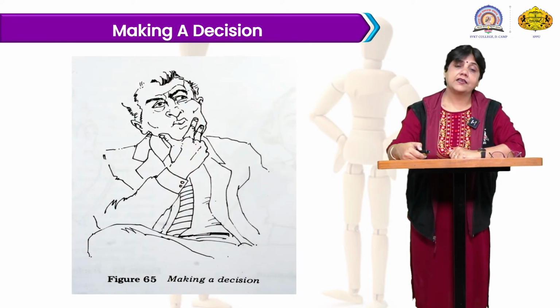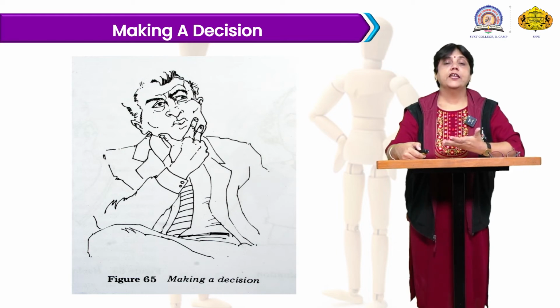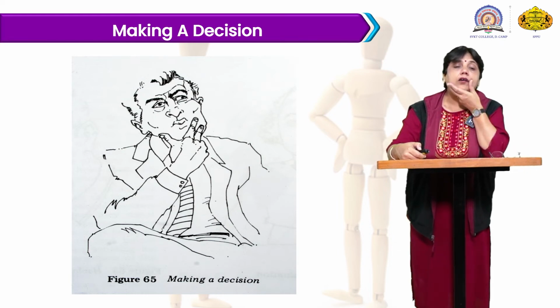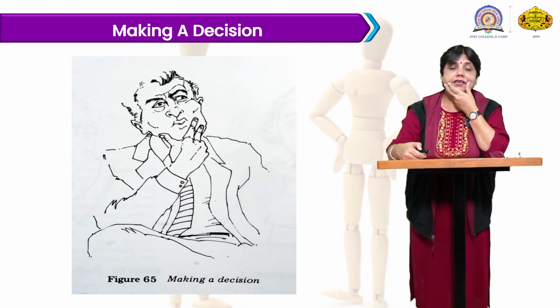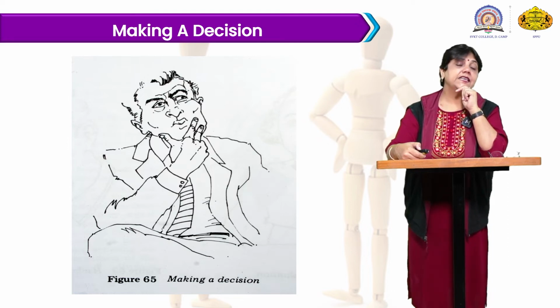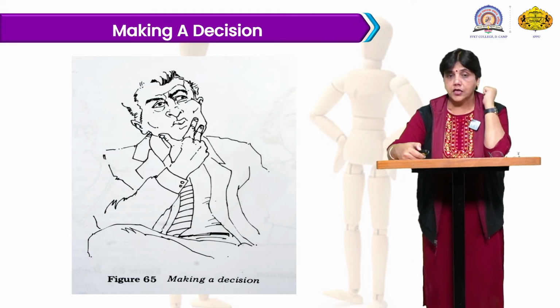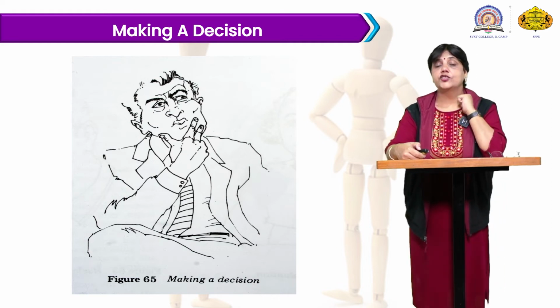Now, making a decision. A person, same thing, putting his hand and supporting his chin. But the person's position shows that he is attentive. Attentive, he is not lost. He is thinking and he is ready to take a decision. Clear?